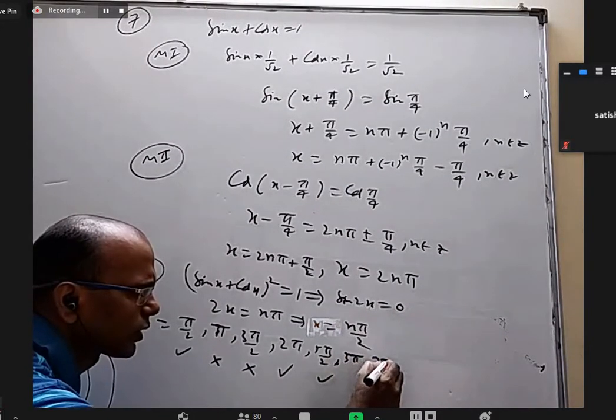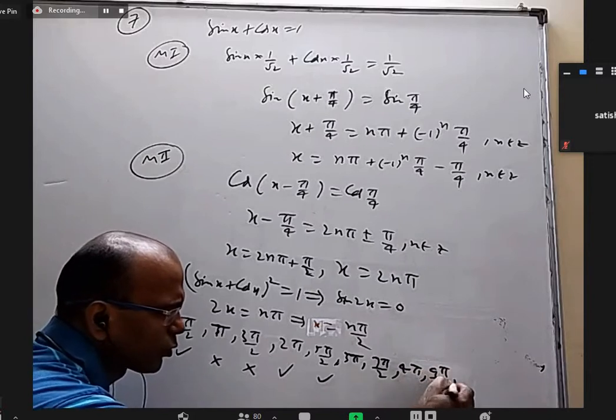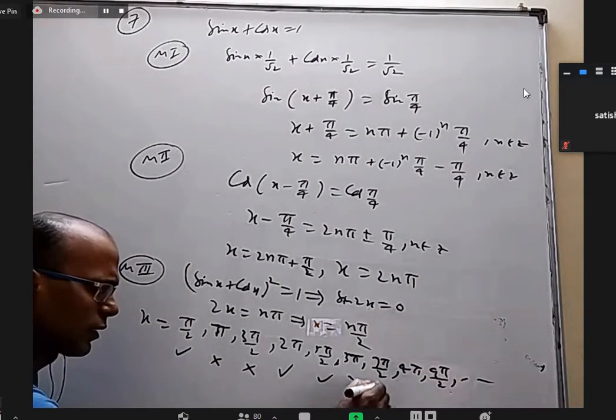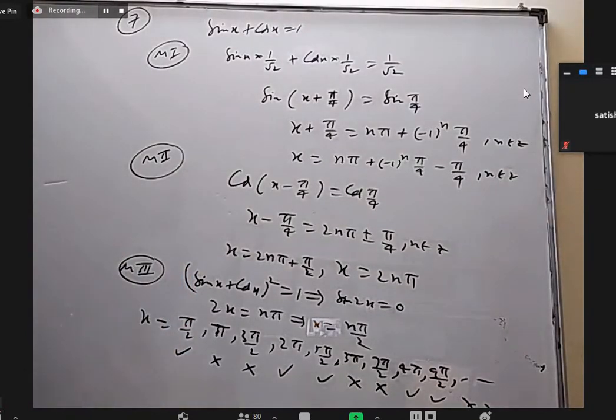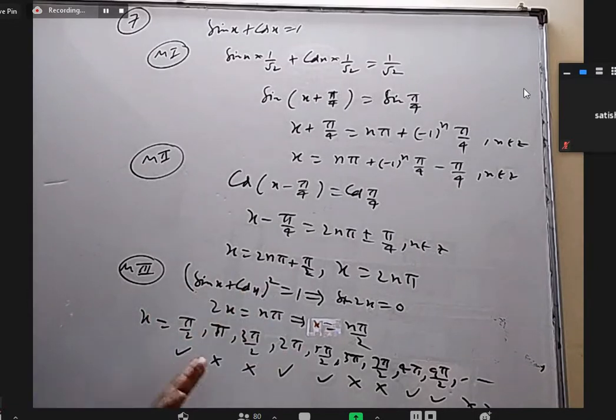3 pi, 7 pi by 2, and 4 pi, and 9 pi by 2, so on. 3 pi is not okay, 7 pi by 2 is not okay, these two are okay. So after writing solutions, you have to understand some of them are solutions for sin x plus cos x equal to 1, and some of them are solutions for sin x plus cos x equal to minus 1. Then you have to see how to represent them.